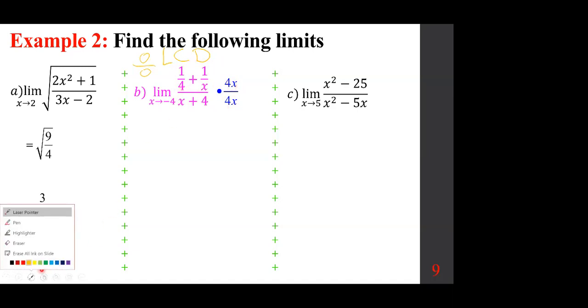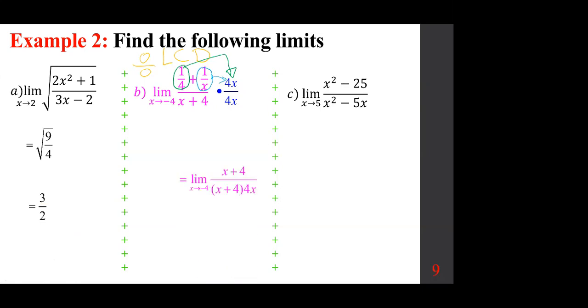If you multiply by 4x, the 4 and 4 cancel each other, and you get simply x. If you multiply this one, you get rid of the x and you get 4. Now, this is a very simple case. You see a common factor of x plus 4. They cancel each other. Okay, class?